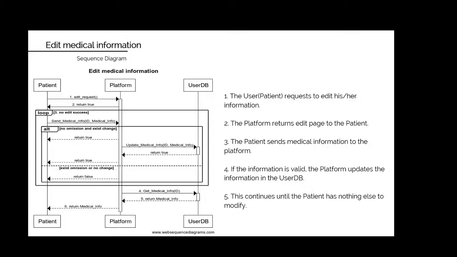This is a sequence diagram for editing medical information. The user, which is a patient, requests to edit his or her information. The platform returns the edit page to the patient, and the patient sends medical information that should be modified to the platform. If the information is valid, the platform updates the information in the user database. This continues until the patient has nothing else to modify.